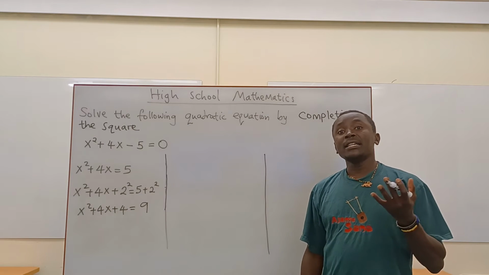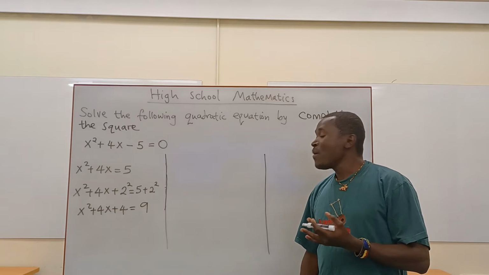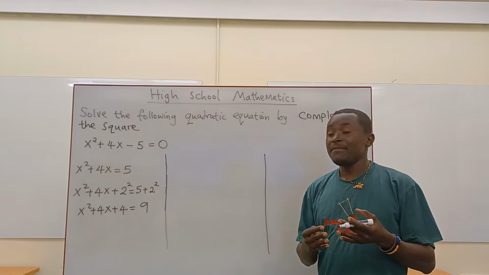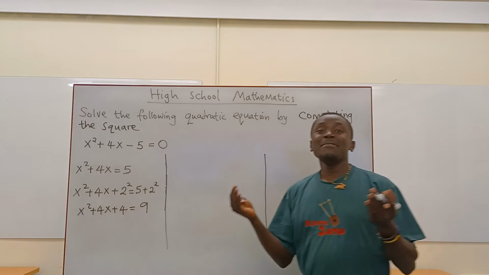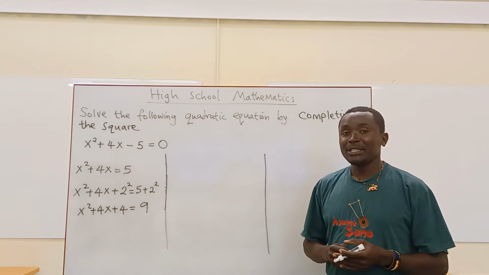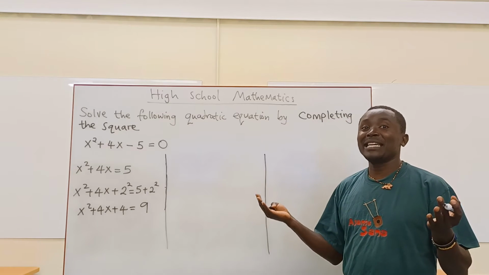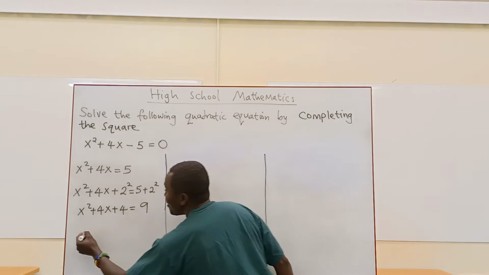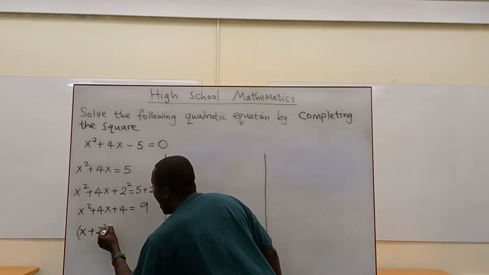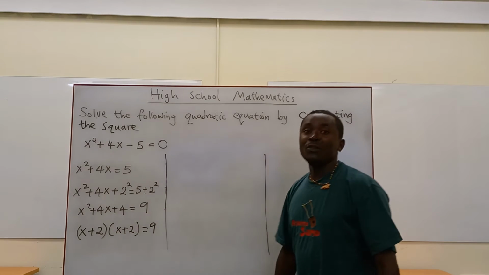In order to find the factors of that value, you ask yourself, which numbers, when added together, will give you a value of 4, and when multiplied, will give you a value of 4 as well. And these numbers are 2 and 2. So these are the numbers that are going to be in your factors. In that case, you have x plus 2 as one of the factors, multiplied by x plus 2, will give you 9.